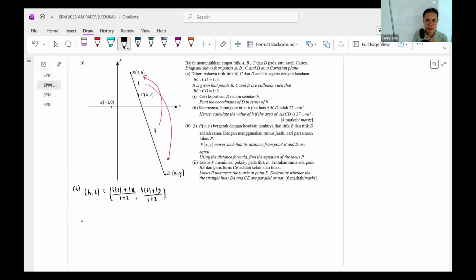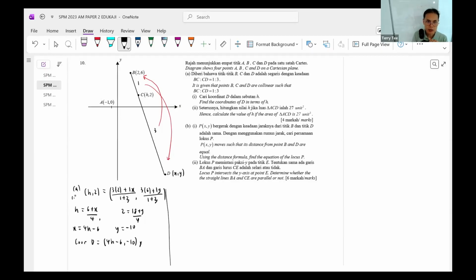Okay, so let's simplify further. 1 plus 3, sorry, not 1 plus 2. 1 plus 3, yeah? So let's simplify. h is (6 plus x) over 4, right? 2 is (18 plus y) over 4. Let's make x the subject, so times over. x is 4h minus 6. y will be 8 minus 18, negative 10. So we write the coordinate of point D as (4h minus 6, negative 10). There you go. That is your answer for (a)(i).